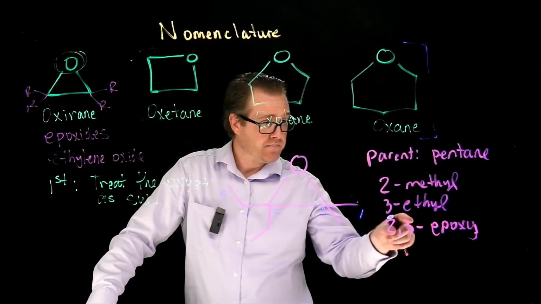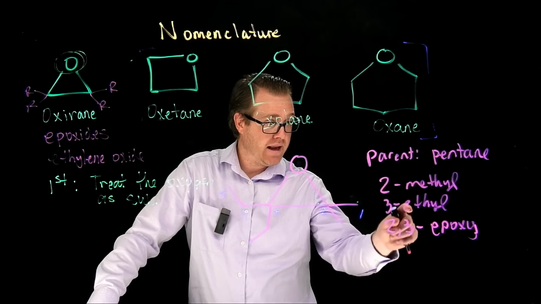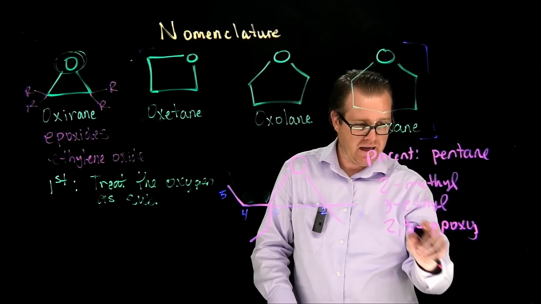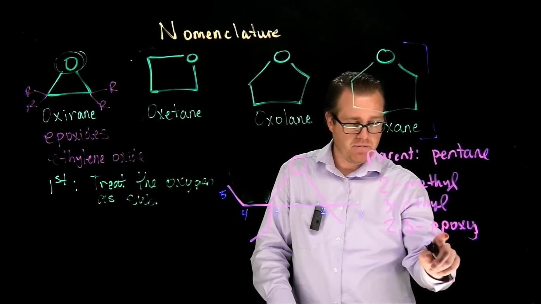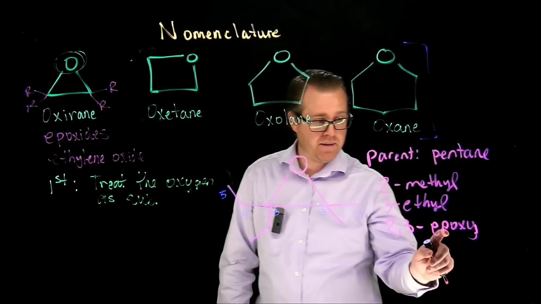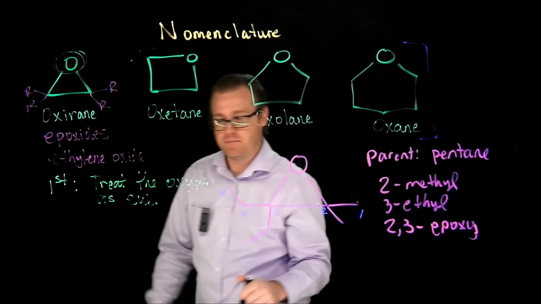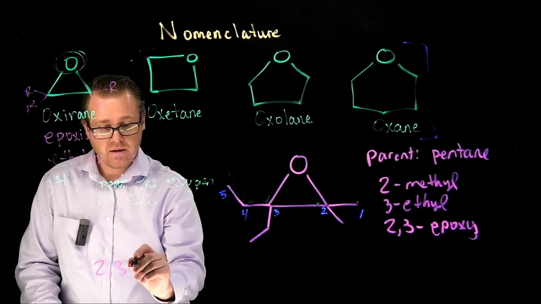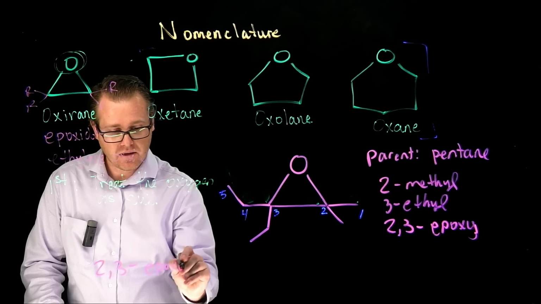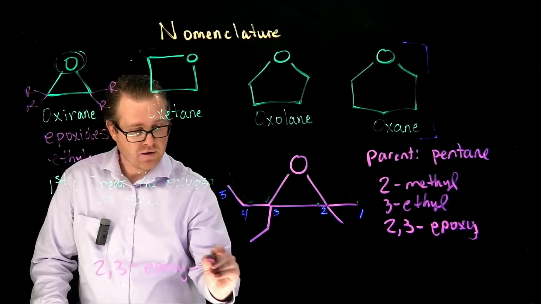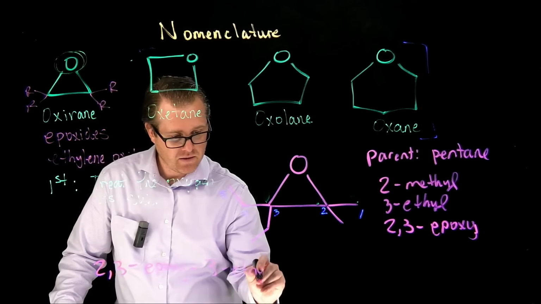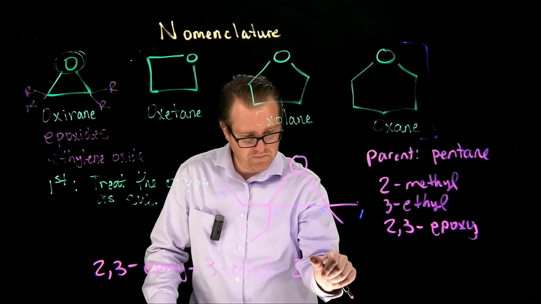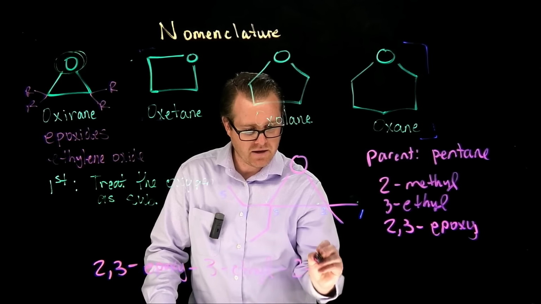So we have an E and an M. So E's come before M, that's for sure. And then we have to break the tie: E, E, T, P. So epoxy wins out because P comes before the T. So that would be 2,3-epoxy, dash 3-ethyl, dash 2-methyl. Oh, get our dash here.